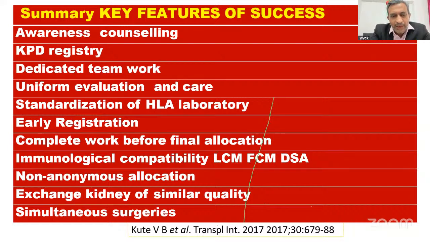laboratory, early registration, complete workup of the patient, transplant evaluation before final allocation, and robust immunological evaluation to prevent unequal outcome because of immune injury. Non-anonymous allocation increases trust between the patient, transplant team, and administrative team. Then we exchange kidneys of similar quality, and we prefer simultaneous surgery, but we have reported around 100 non-simultaneous surgeries when the chain length increases to 4-way and more. Next slide.